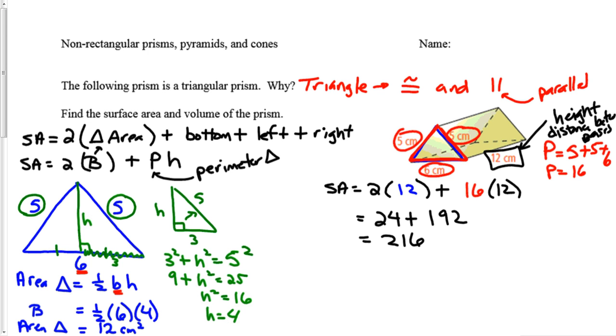I need some units. I'm talking about area. So my area will be centimeters squared. So that's my surface area, is 216 centimeters squared. But you can see we've added an extra element. We have a little more work that we have to do.